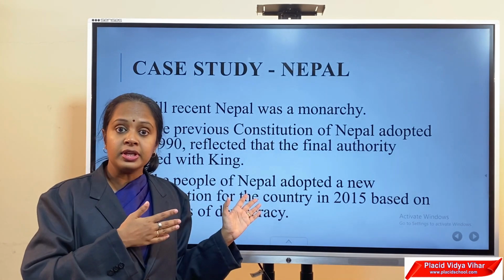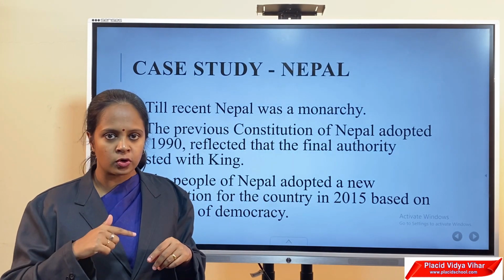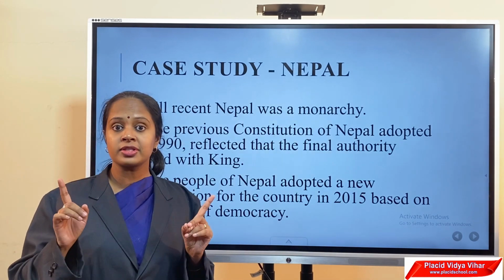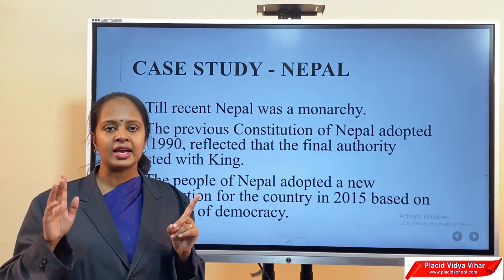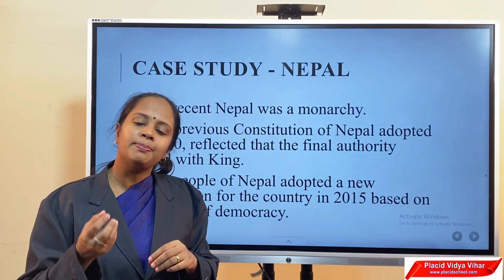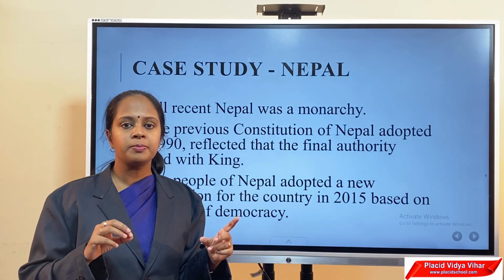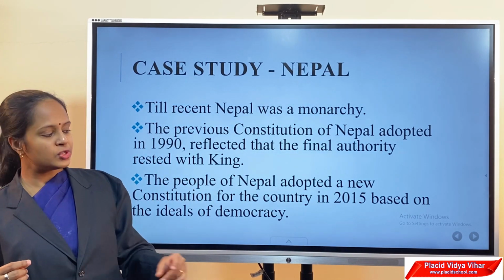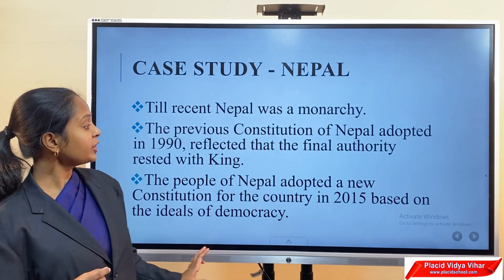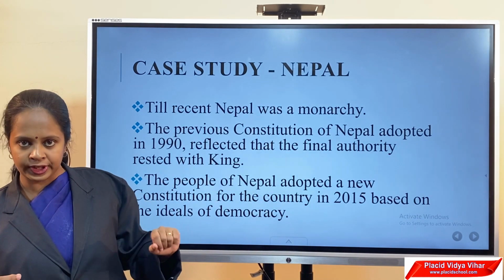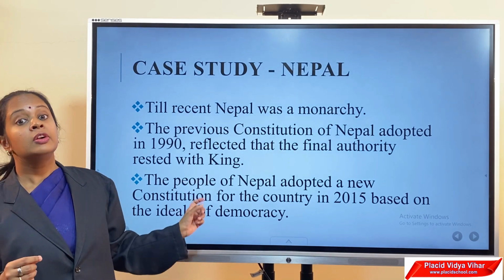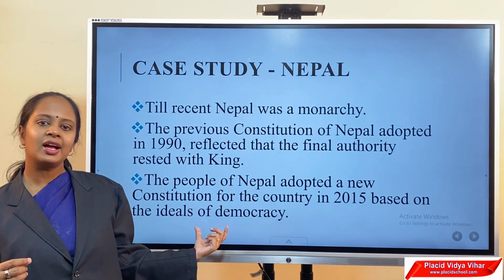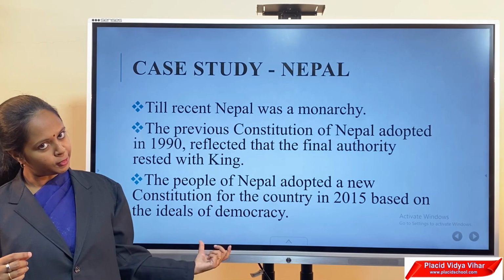So at this point, they had to change their constitution. Why? Because their first constitution is based on the ideals of monarchy. So the people of Nepal adopted a new constitution in the year 2015, and that constitution was based on the ideals of democracy.